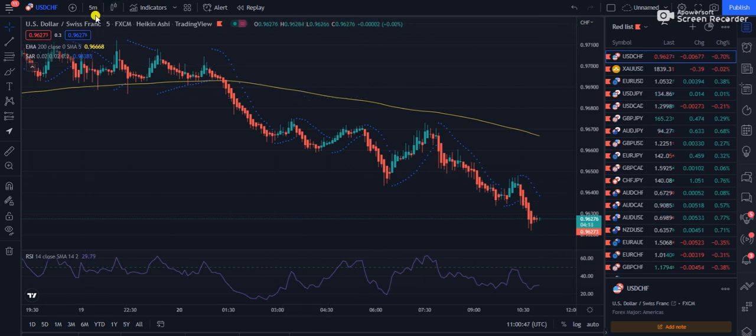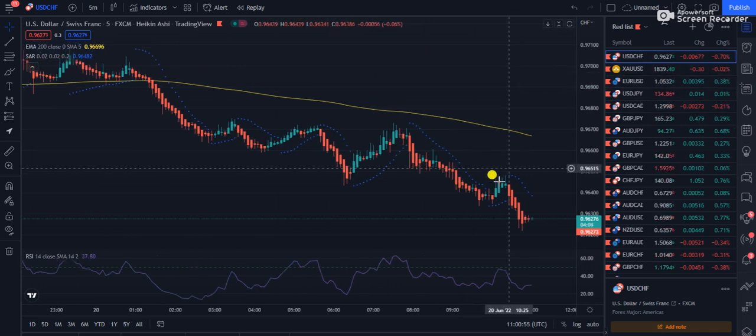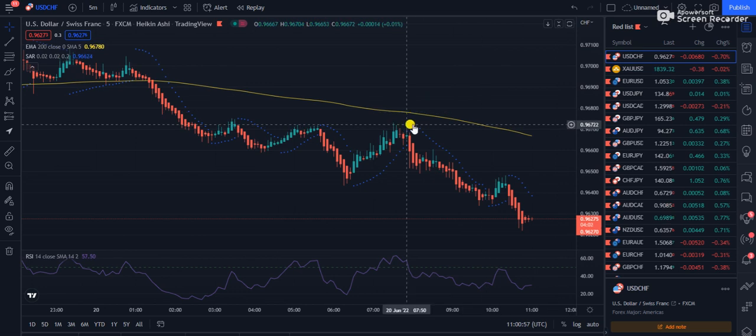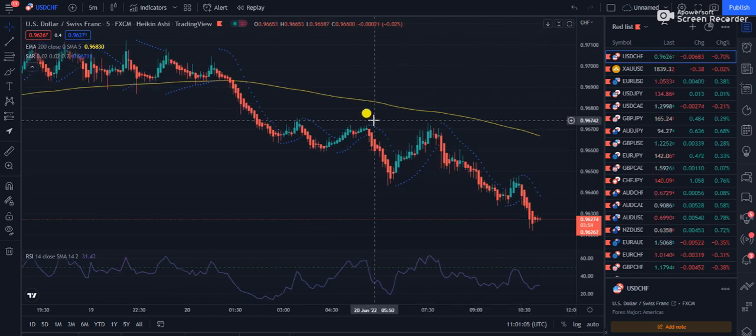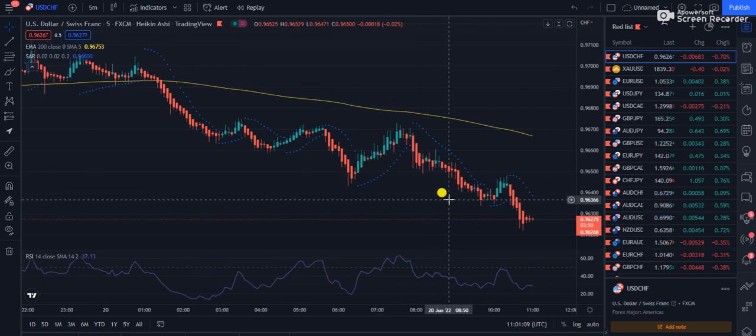So I'm just going to tell you about the 5 minute time frame, how it is performing on the 5 minute time frame. So let's have a look at the USD CHF 5 minute chart. You can see we have a 200 moving average, and all the candles are below this. So what does it mean when the candles are below the 200 moving average? It is telling you that we are in a downward trend.